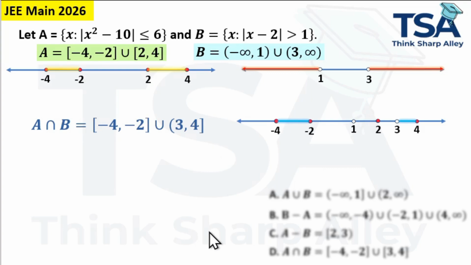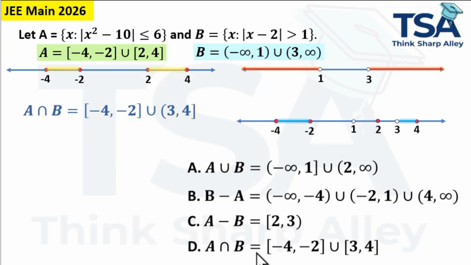So let's look at option 4. Notice that square bracket at 3. This implies that 3 is included in the intersection. Since 3 is not in set B, it cannot be in the intersection of A and B. So it must be an open parenthesis, right?